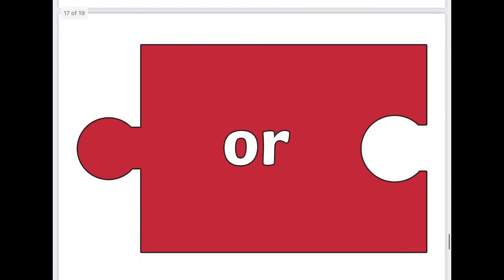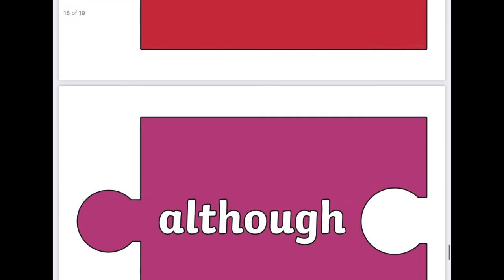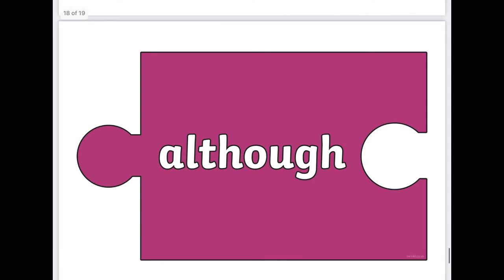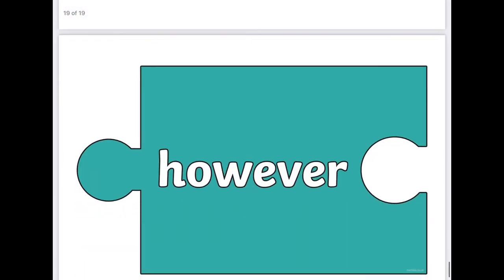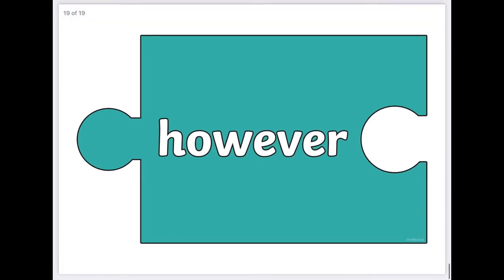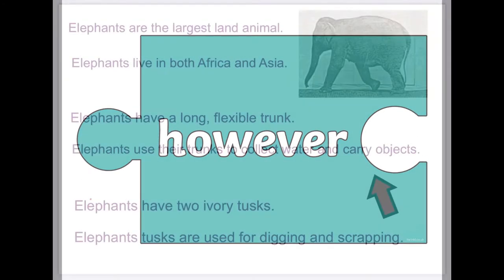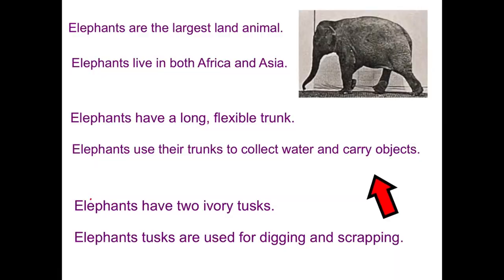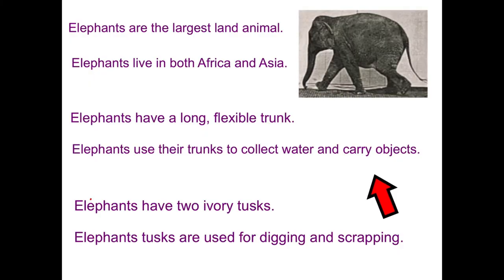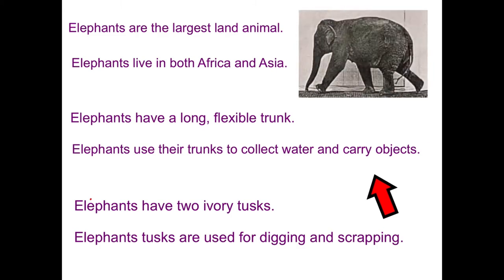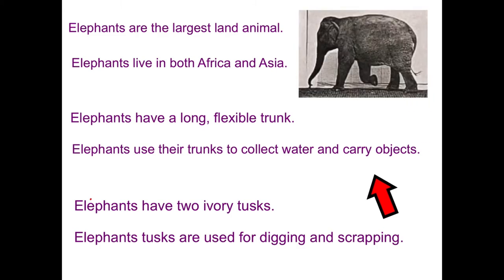Got another or. Some of these ones keep repeating, don't they? Although, which is quite a tricky one to spell. However. And so those are some examples of ones that you can use. So here we've got some examples of pairs of sentences, and I want you to have a think how you could join them up. What word could you use to join them up?